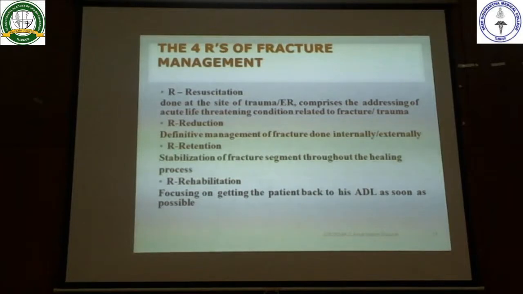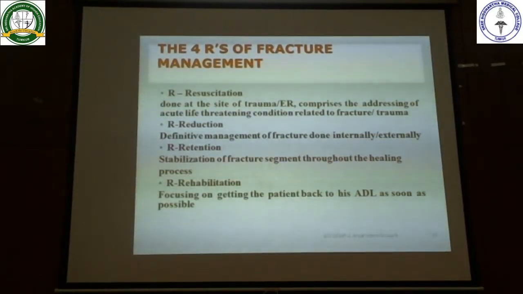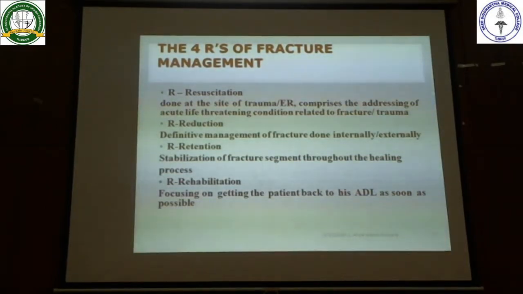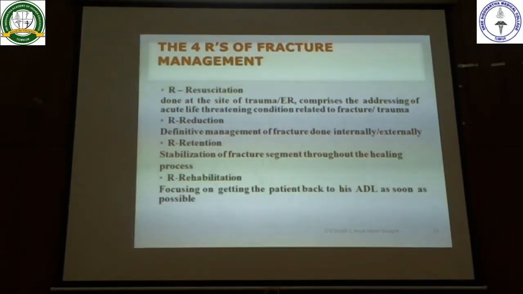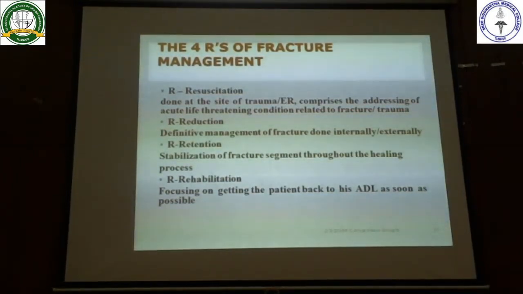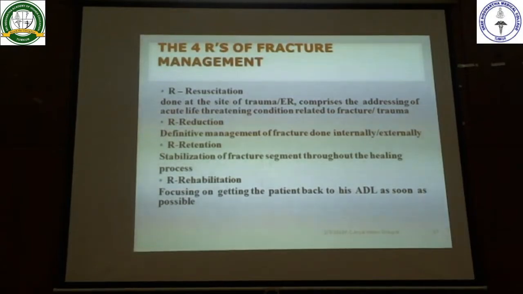Third is retention. Retention means what? Stabilization of the fracture segment throughout the healing process. That is basically you're fixing the fracture, either using external fixator or internal fixator, and you have to maintain that fracture fixation. As you know very well, an otherwise healthy adult human being takes anywhere between 4 to 6 weeks or 8 weeks for a fracture to heal. So throughout that period, you need to maintain or stabilize the fracture. That is known as retention.